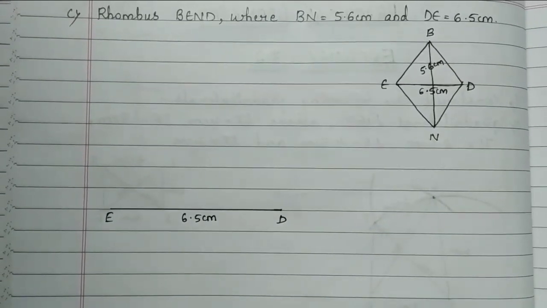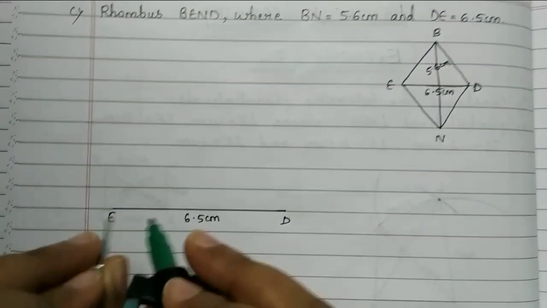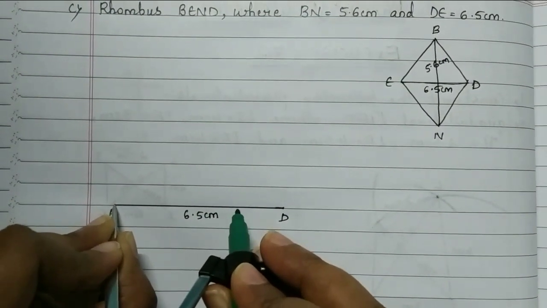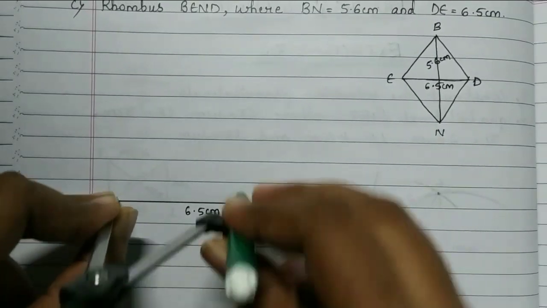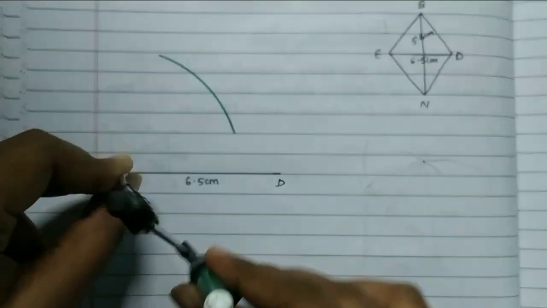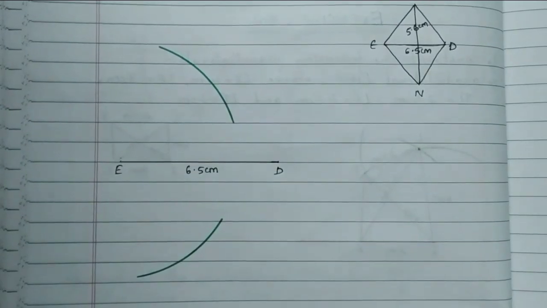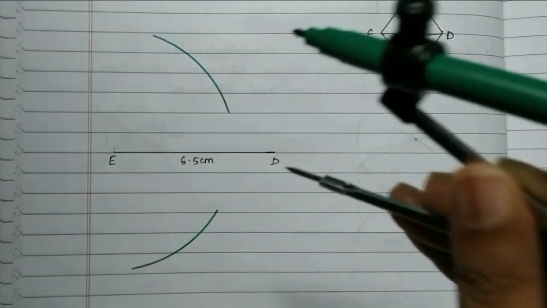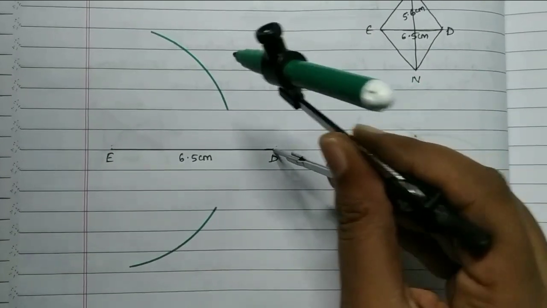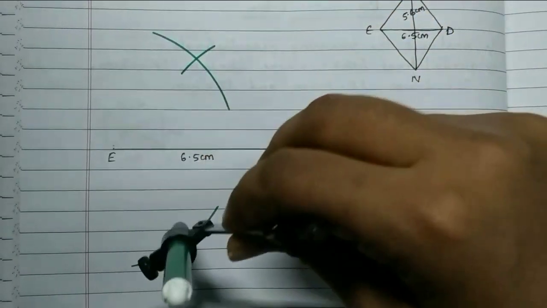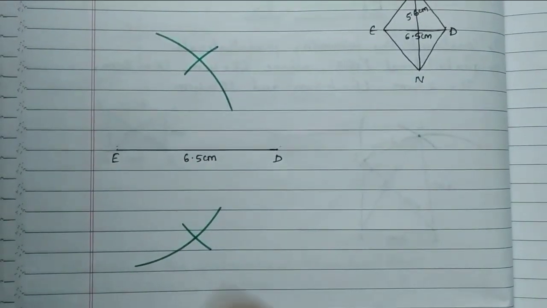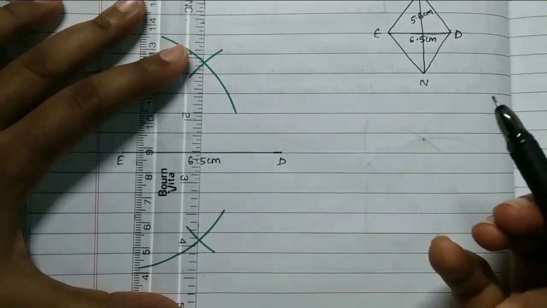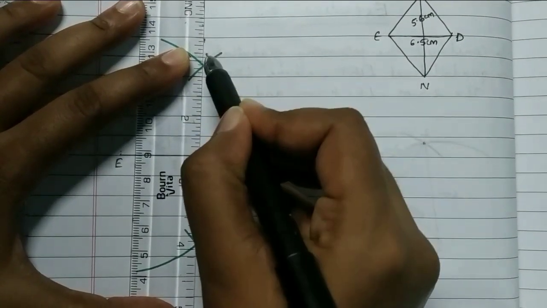Okay, now what we have to do is keep the compass on the point E, taking a distance of more than half. We have to cut an arc here as well as an arc here. Then keeping the same distance, we should not shake this part. With the same distance we have to cut one more arc here. Okay, now let us join these 2 points with a dotted line.